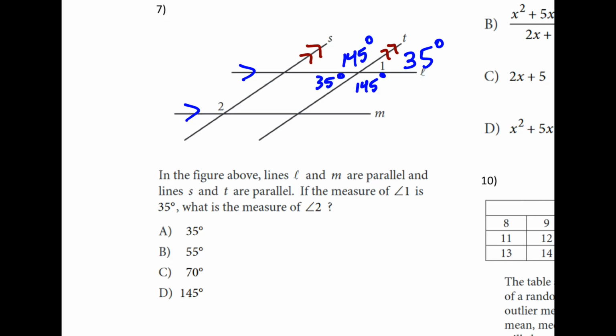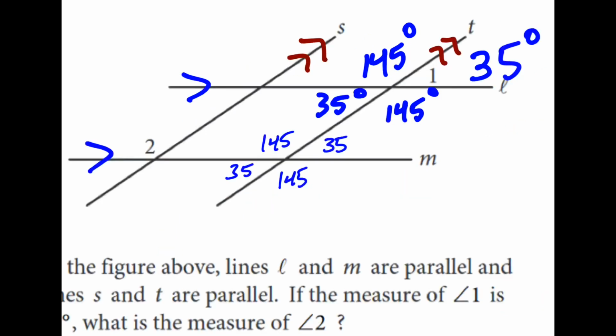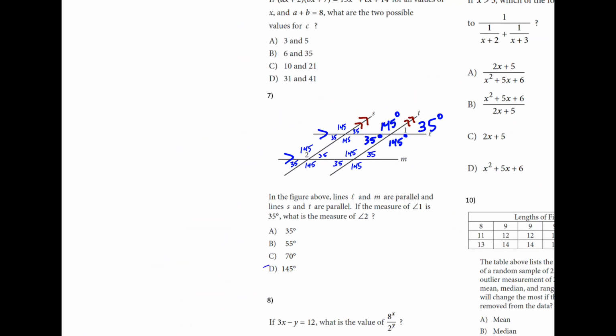For example, 35 is vertical to angle 1, and the other two angles are supplementary. They form linear pairs. So 145 plus 35 equals 180. And this pattern actually shows up in all 4 areas of this graph. The same values are repeated over here, and over there by angle 2. So the measure of angle 2 is 145.